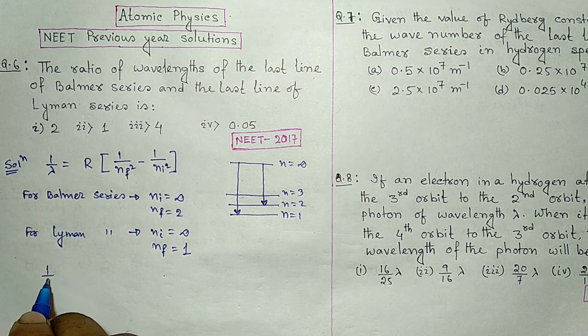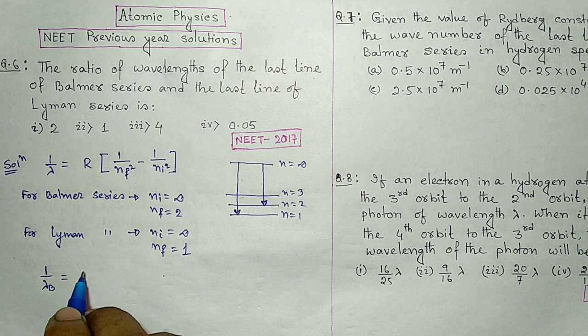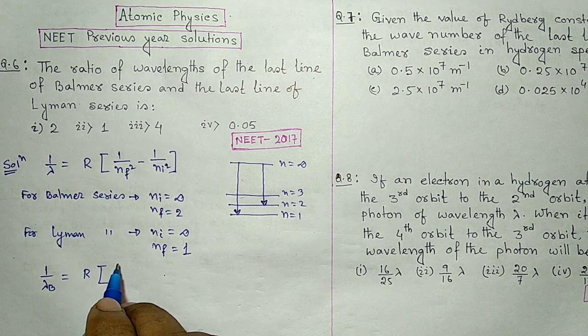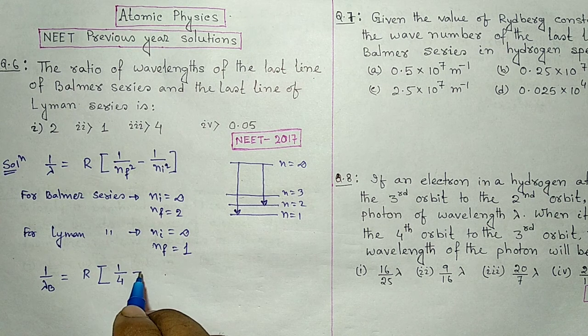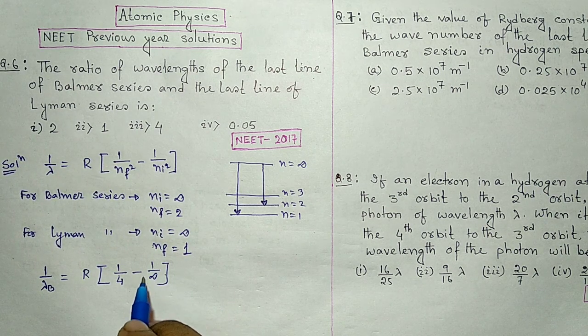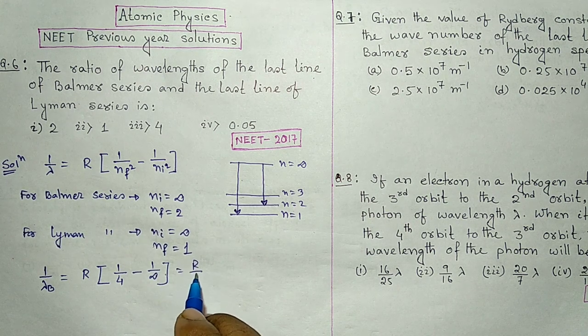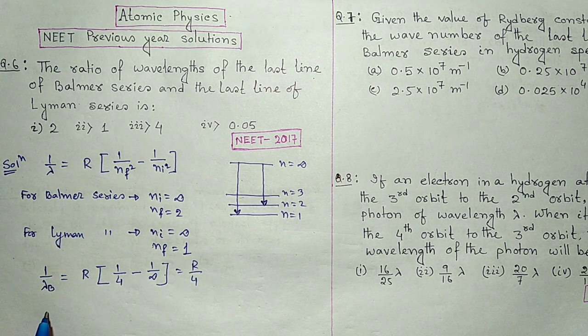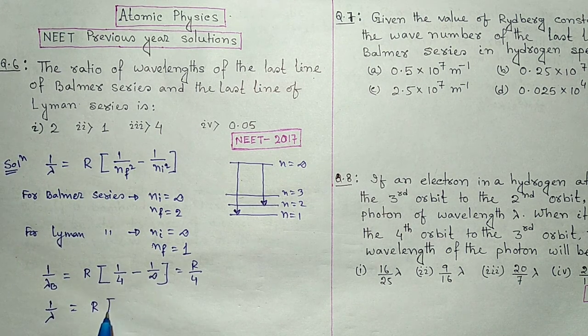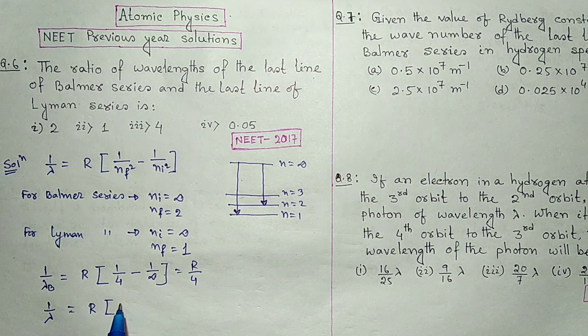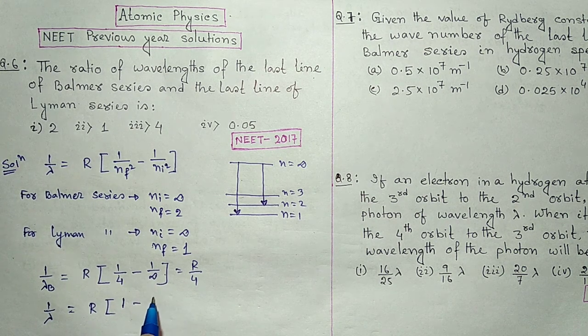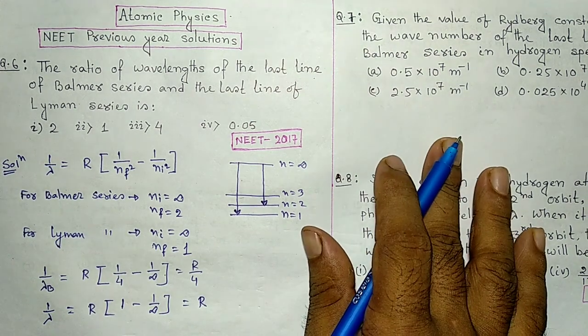Now 1 by lambda b is equals to, for Balmer it will be R into (1 by 4 minus 1 by infinity). 1 by infinity is 0, so it will be R by 4. Now for Lyman series, 1 by lambda is equals to R into (1 by 1 square minus 1 by infinity), so this is R.